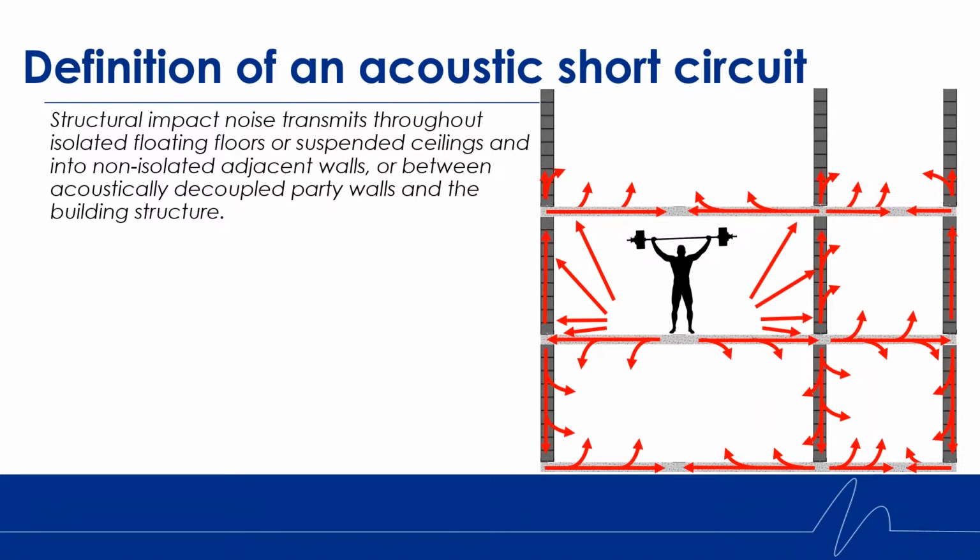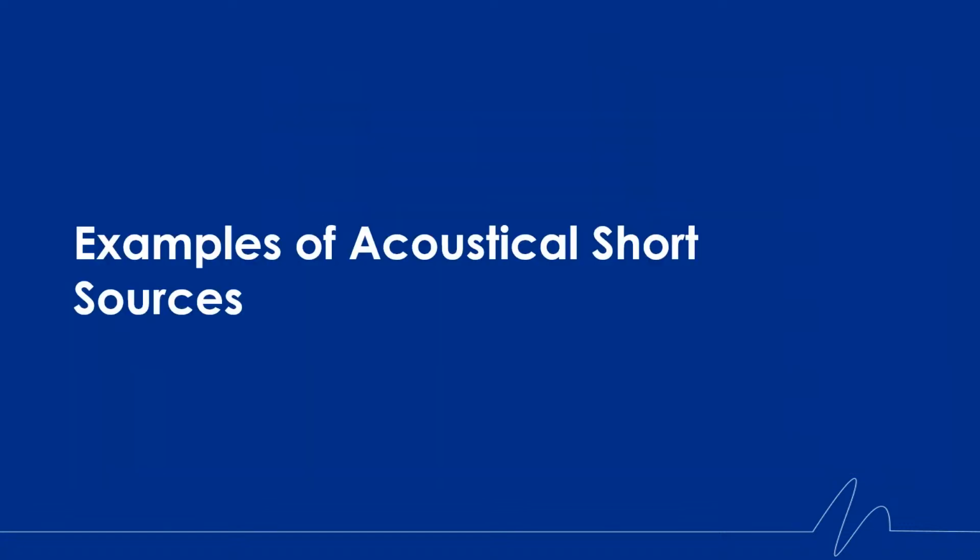So we have our structural impact noise. We see some heavy weights and heavy weight drops. We have our structural impact noise transmitting throughout the isolated floating floors or suspended, resiliently supported ceilings, or both, into those non-isolated adjacent walls, as you see there, or between acoustically coupled party walls in the building structure. So there are a lot of different sources of the structure-borne sound energy getting into the building.